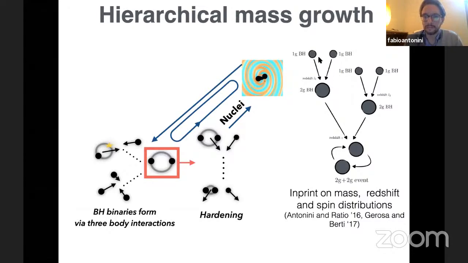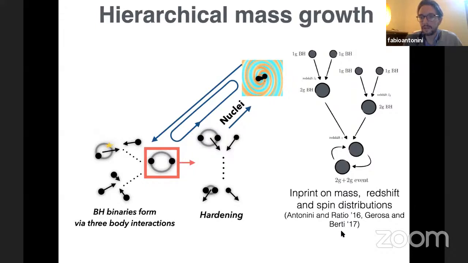And it was already noted back in our paper, and also shown in this paper by Gerosa and Berti, and in many other papers that came after these two, that black holes produced by hierarchical mergers have a different distribution of mass. Of course, they're more massive than first generation black holes produced by stellar evolution processes. They have a different redshift distribution because they merge later compared to first generation black holes, and they also have a different spin distribution.